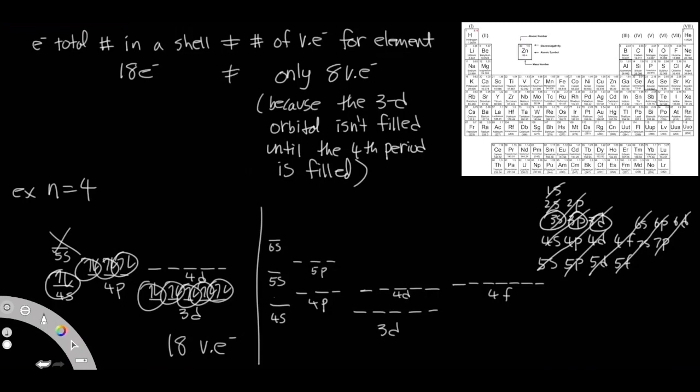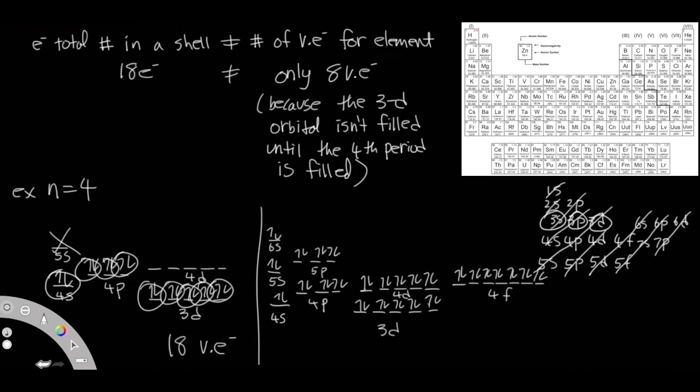Let's do it up. So we're going to fill up these. Then we fill up our 3Ds. Then we do our 4p's. After the 4p's, you go to your 5s's. After the 5s's, you go to your 4Ds. After the 4Ds, you go to your 5p's. And after the 5p's, you go to your 6s's. After the 6s's, you finally get to your 4f's. 6, 7, 8, 9, 10, 11, 12, 13, 14.